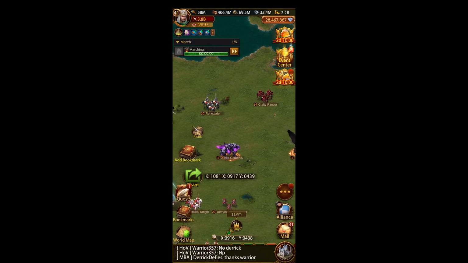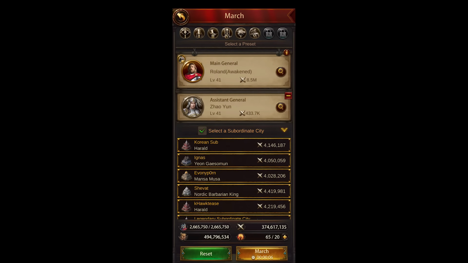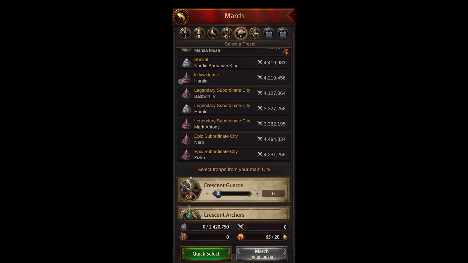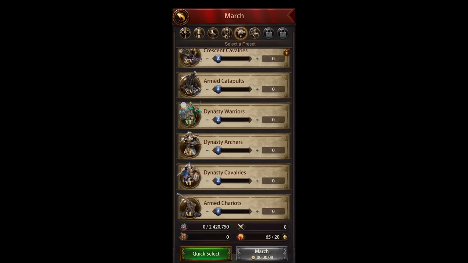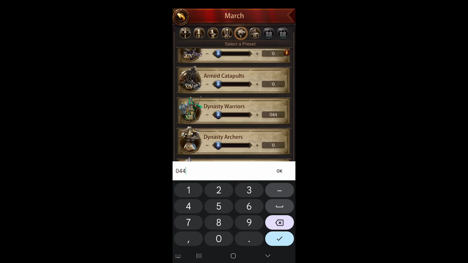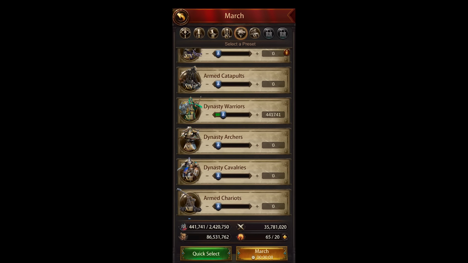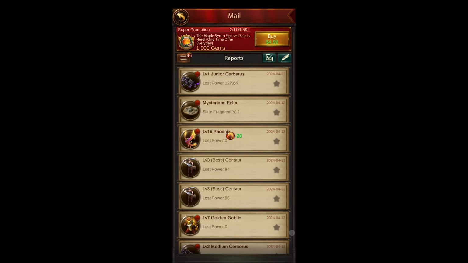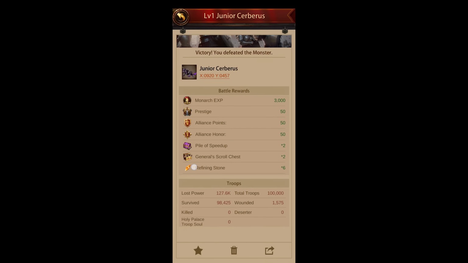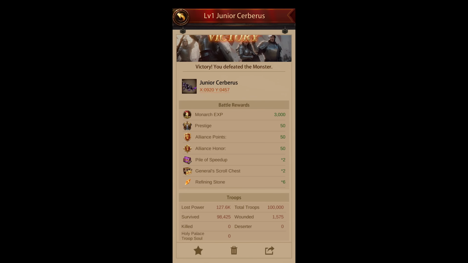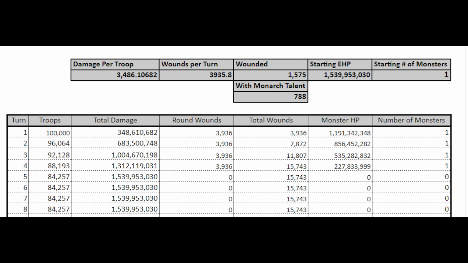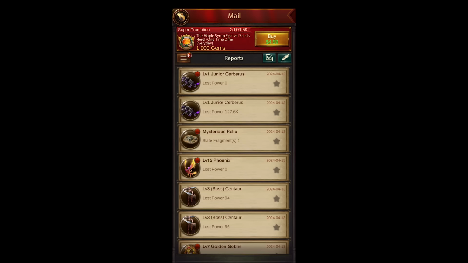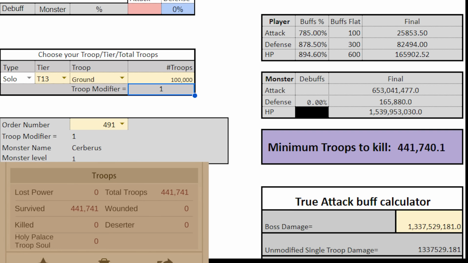All right, for the other one, I used the monster simulator to determine the exact number of troops I need to take out this monster in one hit. And that was 441,741. Okay, yes. So let's look at this. The first one, we had 1,575 wounds. And when we take a look at the monster simulator, that's exactly how much it determined with our buffs. Also, when we take a look at our other hit, we see that we had no wounds. That's because we sent the exact number of troops to kill.